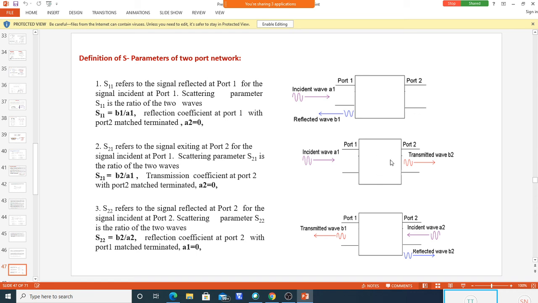So it may behave like a pass band filter, or a stop band filter, or a low pass filter, high pass filter, like that. By measuring this, you can say what is inside. Sweep the frequency and see S21. By seeing the output of this, you can come to know what happens inside this.